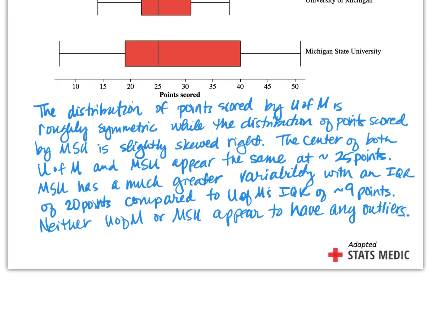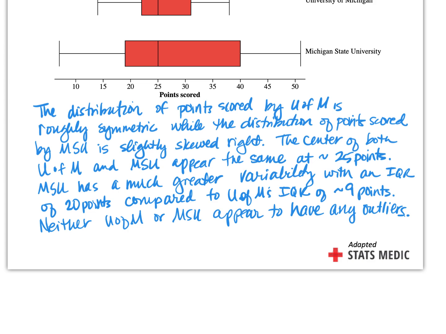All right, here's what I said. The distribution of points scored by U of M is roughly symmetric, while the distribution of points scored by MSU is slightly skewed right. Remember the L-Y words? You might have argued they're both symmetric. Oh, yeah. They are symmetric. And that's okay. That's where box plots are really not good judges of it, okay? Box plots are not fair in that regard. That's why they're not going to do that anymore.